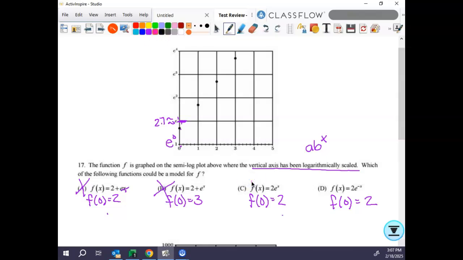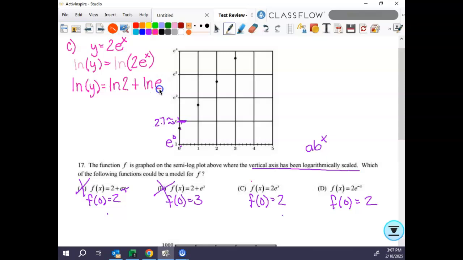So I'm going to start with C. C is, I'm going to write it down as a y. So y is equal to 2 times e to the x. So to linearize that, I'm going to take the natural log of both sides. So the natural log of y equals the natural log of 2 times e to the x. Okay? So natural log of y is going to stay natural log of y. That's equal to the natural log of 2 plus the natural log of e to the x.